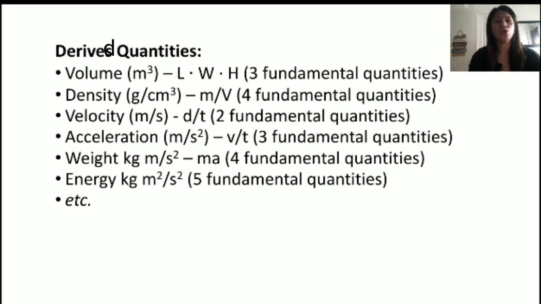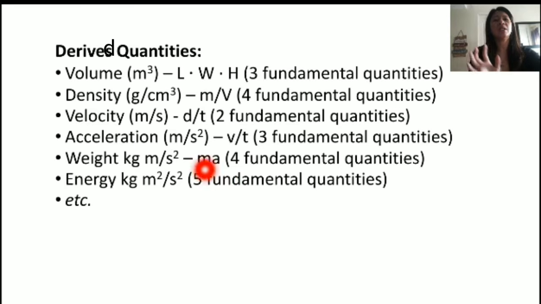One is volume. Volume may be determined as the product of length, width, and height. Notice these 3 have similar units. They are 3 lengths. So volume is a combination of 3 fundamental quantities. That's how we define derived quantities: combinations of 2 or more similar or different fundamental quantities. Like in the case of volume, we combine 3 fundamental quantities which are 3 lengths.